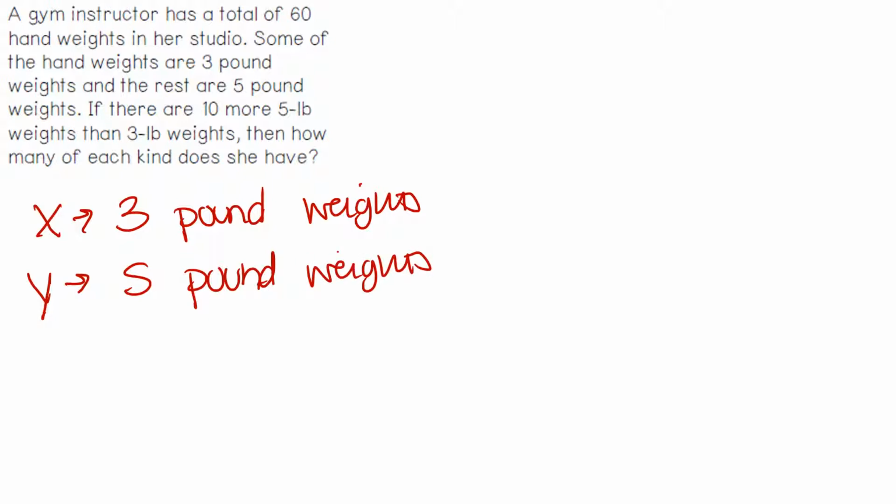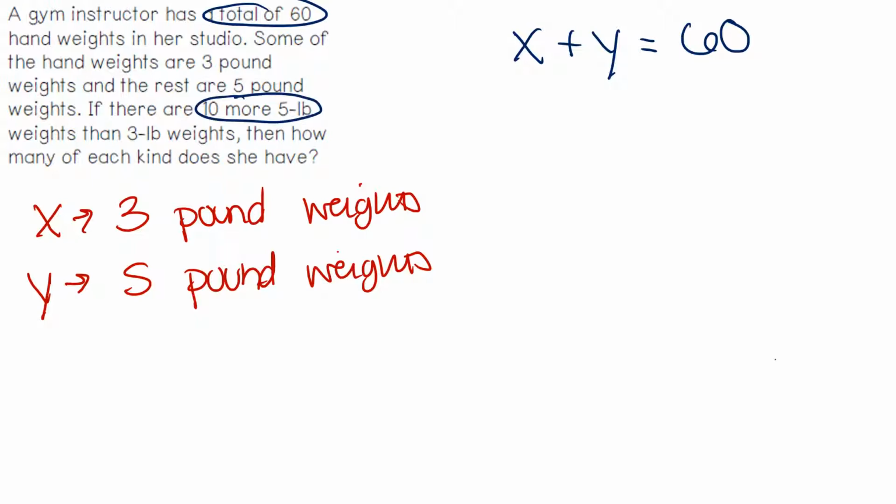When it comes to writing our equations, it says the total is 60, meaning we can add up the two weights, 3-pound and 5-pound, and it's going to give us our total of 60. It also tells us that there are 10 more 5-pound weights than 3-pound weights. We take our 3-pound weights, x, we add the 10 more, which is going to give us our total of our 5-pound weights. There's more 5-pound than 3-pound.